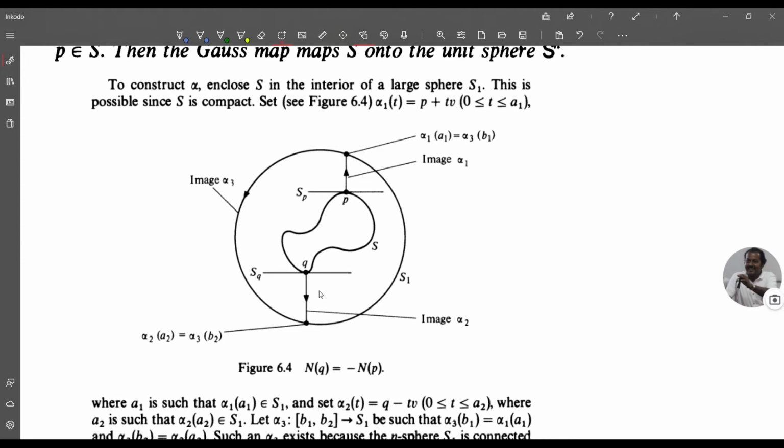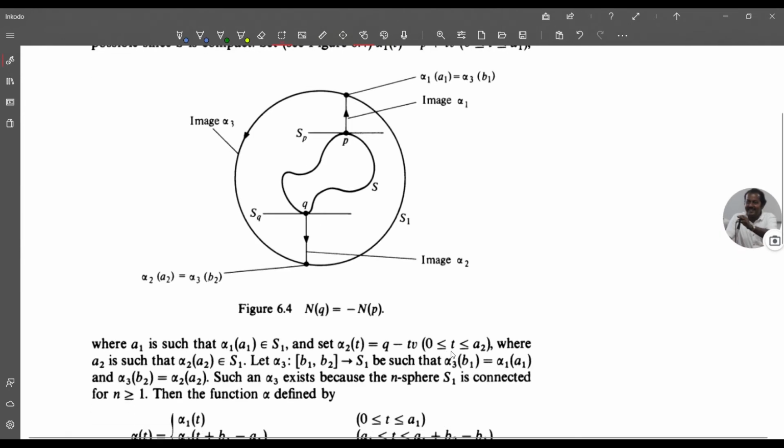And you set alpha 2 equal to q minus tv. So this is this segment. You know that minus v is in this direction, or this vector is minus v. So alpha 2 of t is q minus tv, where 0 less than or equal to t less than or equal to a2, where alpha 2 of a2 belongs to s1. So you have constructed this segment. This is the image of alpha 2. This is the image of alpha 1 in the direction of v, and this is the image of alpha 2, a line segment in the direction of minus v by these two definitions.